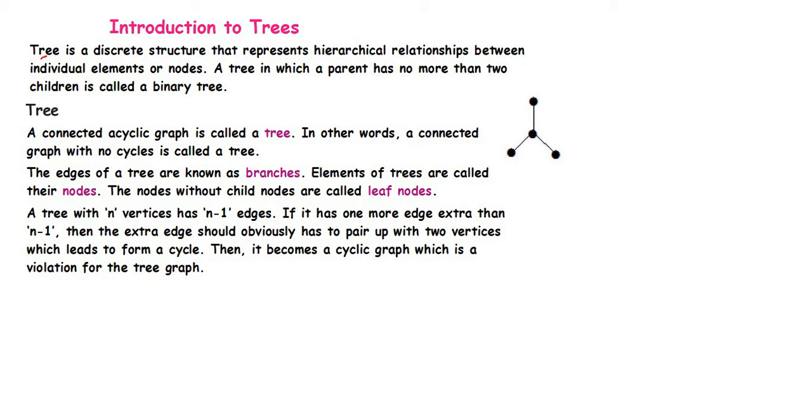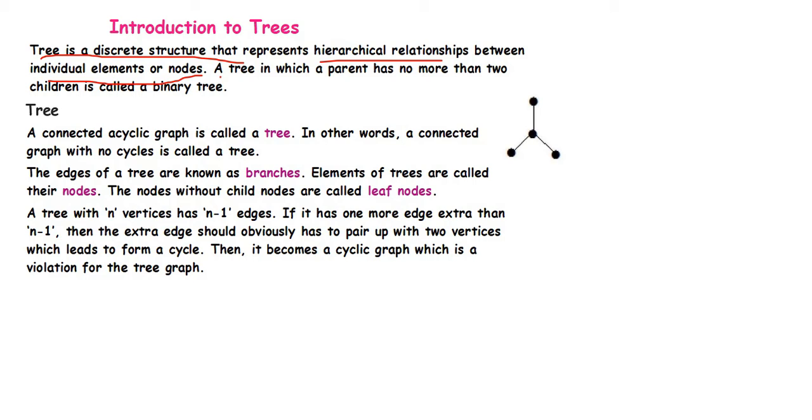So a tree is a discrete structure that represents hierarchical relationships between individual elements or nodes. So what do you mean by hierarchical relationships? Hierarchical relationships can be your relationship like your grandfather, father, and a son. So those are all examples of hierarchical relationships.